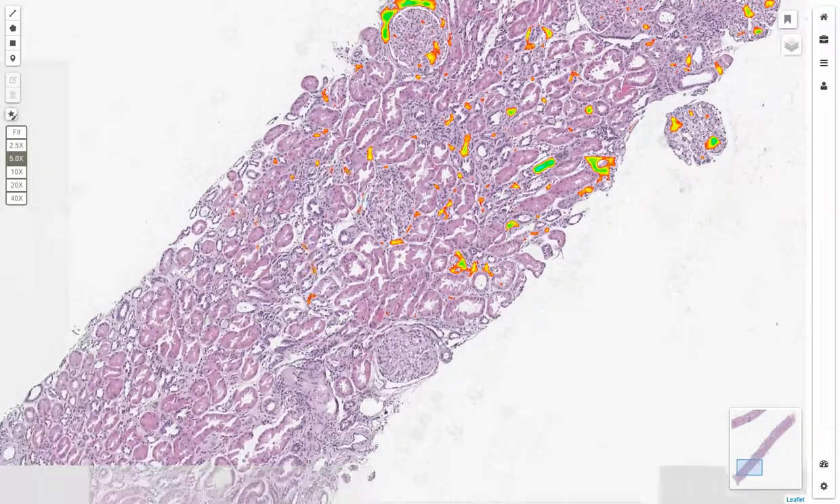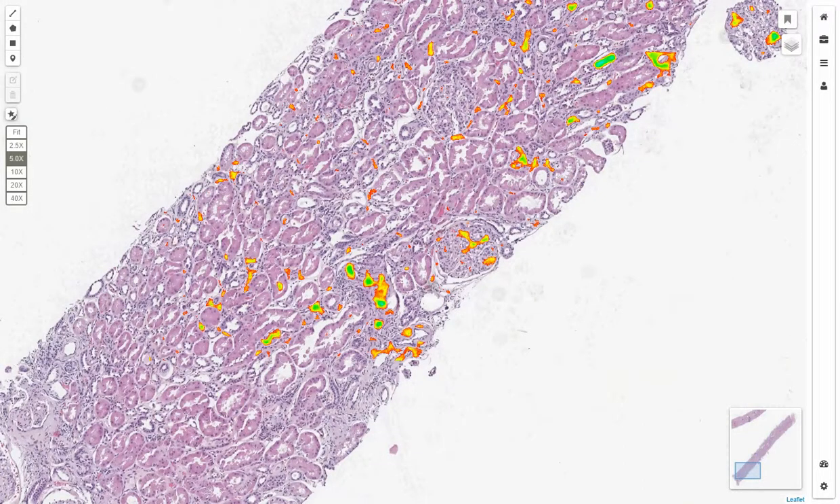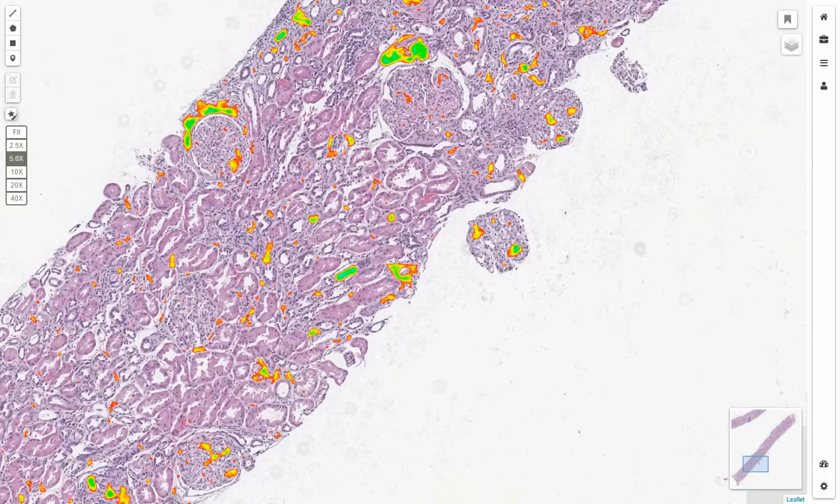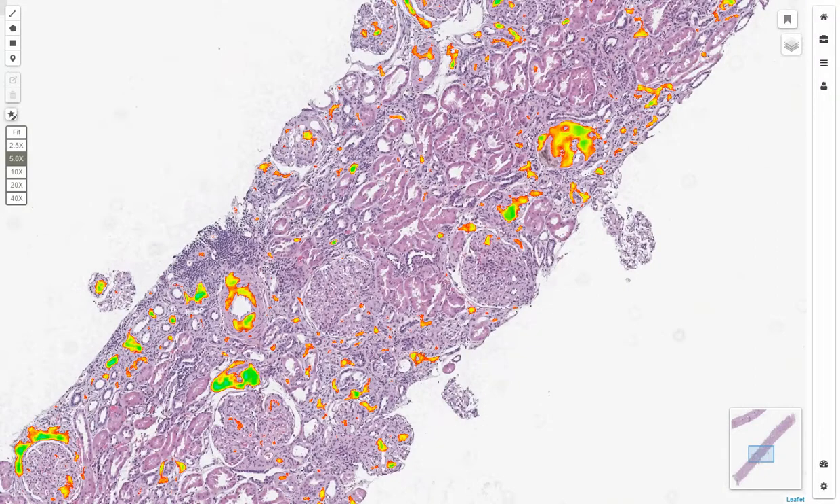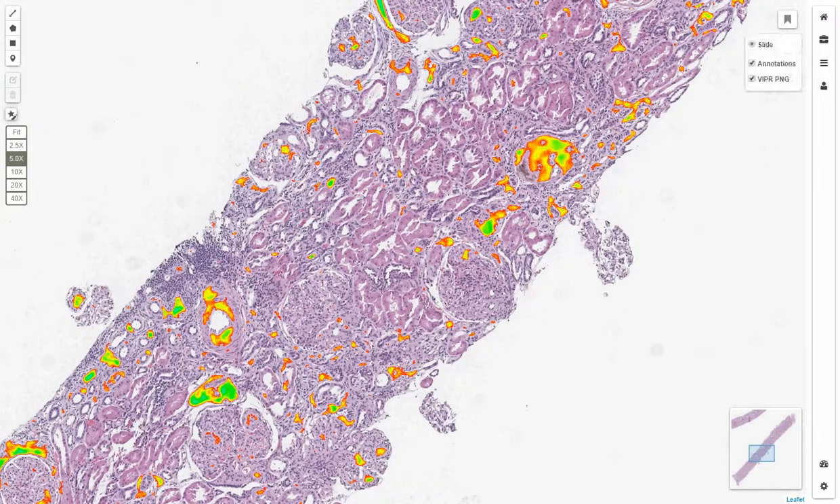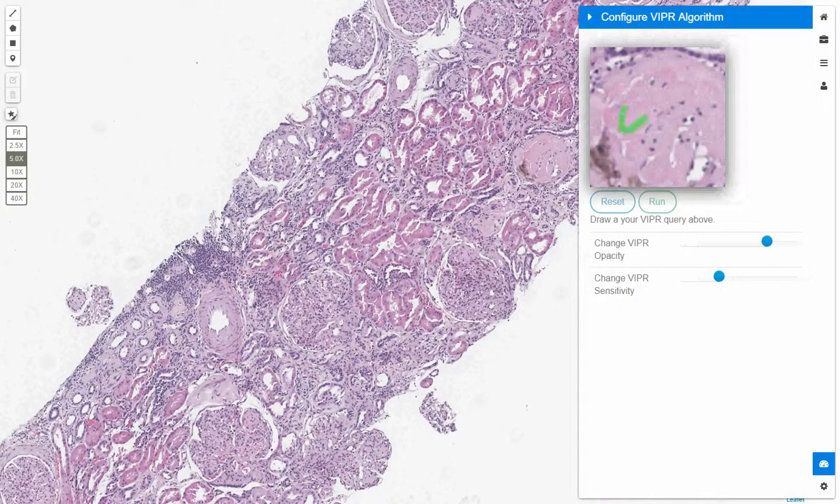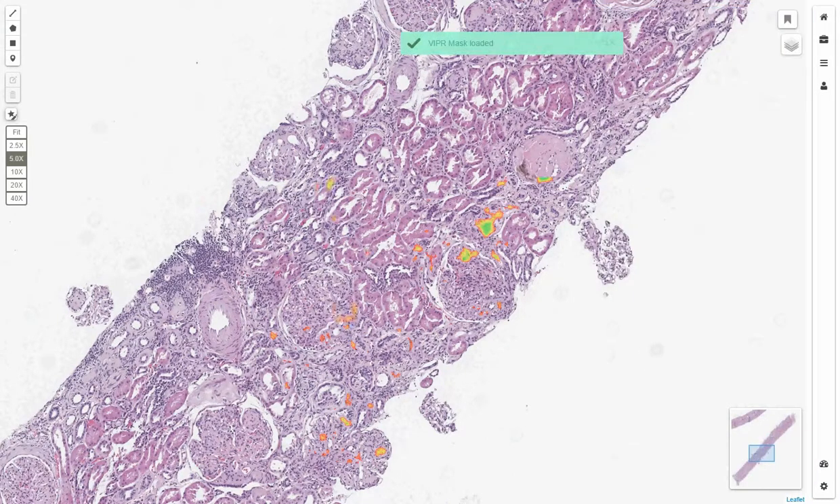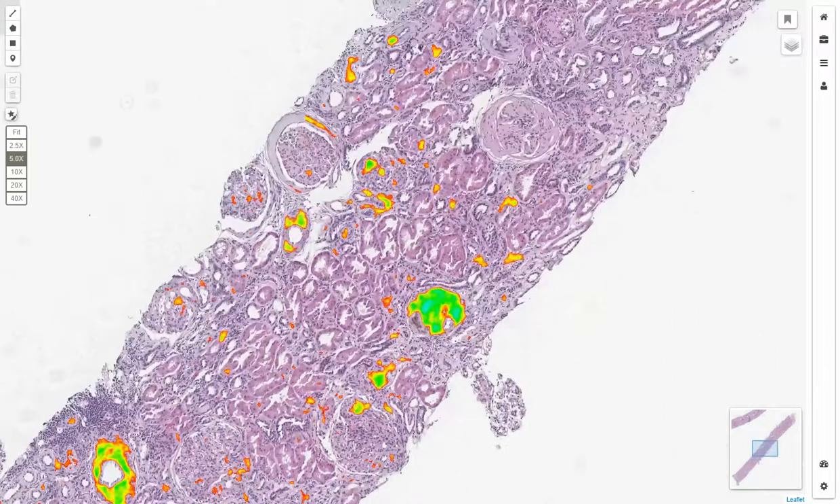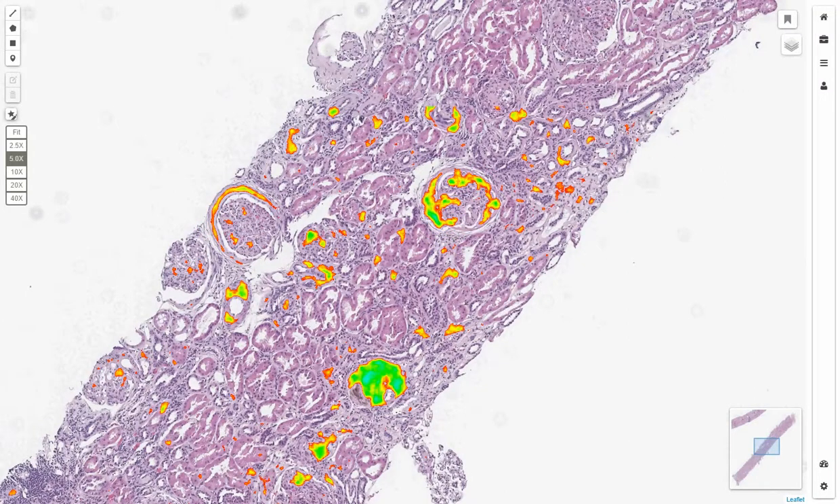This type of exercise carried out on the part of a subject matter expert would take significantly more effort. If we're looking for a more specific submorphology, for example, we can use this particular glomerulus as the training vector, picking a larger area, which will yield even more specific results. And we would expect this to be identified, and it was.